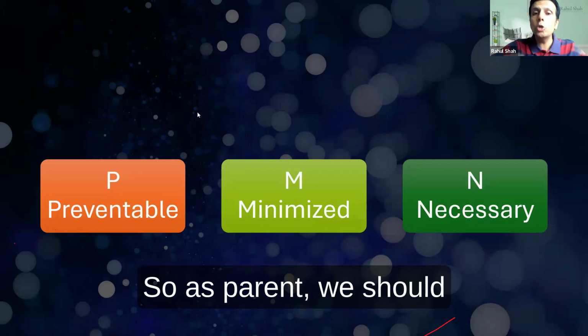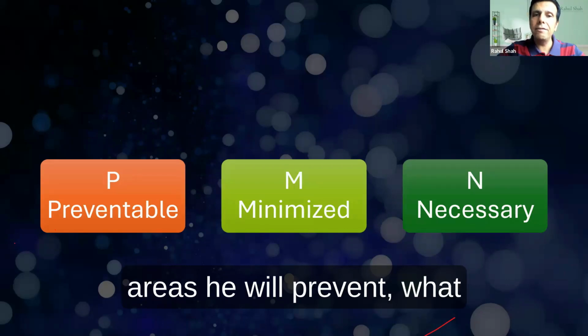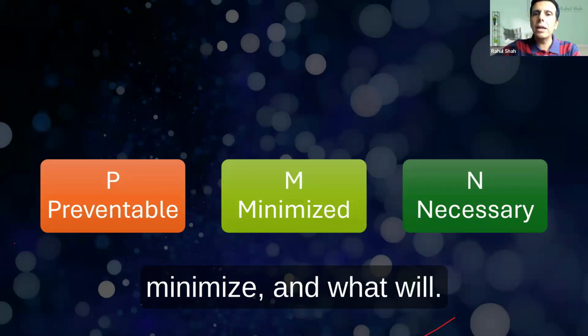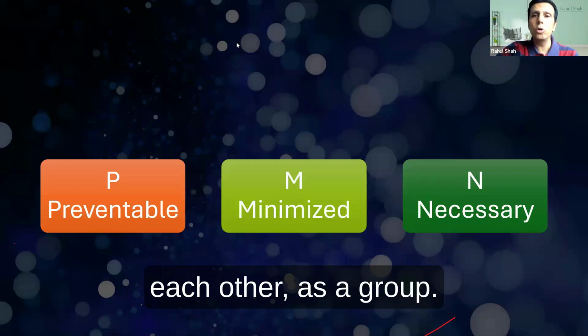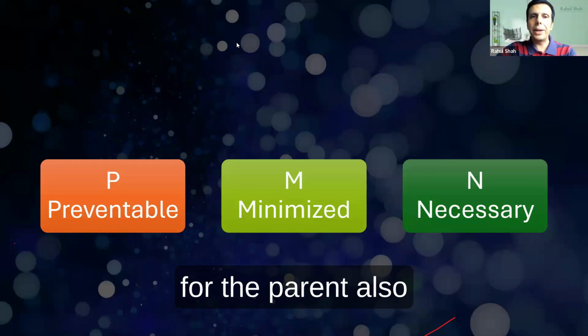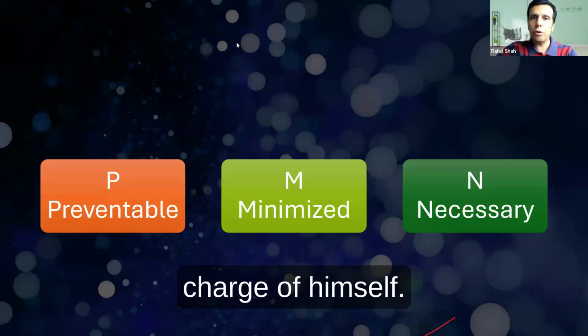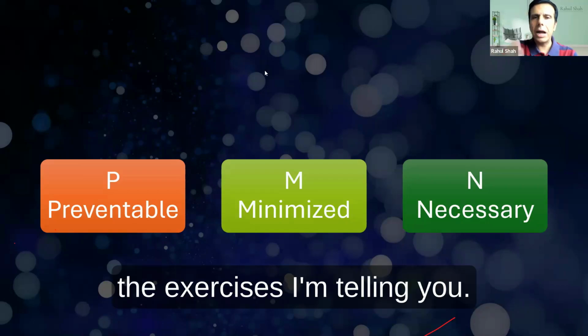So as a parent, we should be aware what are the areas he will prevent, what he or she will minimize, and what is necessary. I think if we all onboard each other as a group, then it becomes much easier for the parent also and the student to take charge of himself, right? So these are some of the exercises I'm telling you.